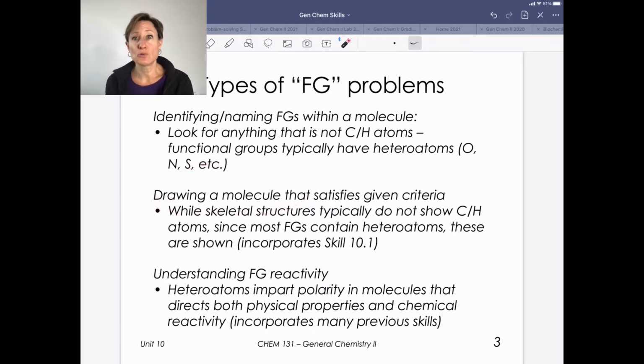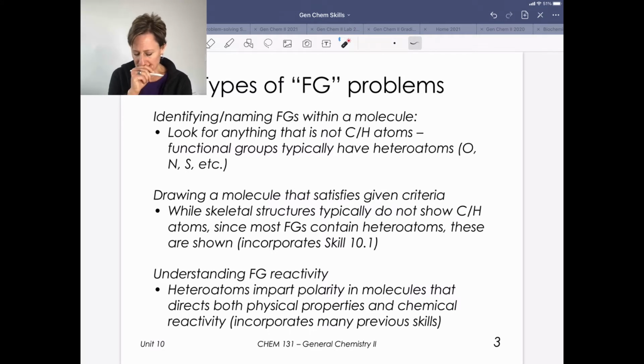Another kind of problem might be to draw a molecule that contains a certain functional group that satisfies criteria for the prompt to draw that molecule. Maybe it's a 5-carbon molecule that has an alcohol functional group, right? We're going to be drawing these as skeletal structures, so building on our skill from last time, we always want to be drawing skeletal structures moving forward, not only because it's an important skill to learn, but it's way faster and easier to do it that way. So again, this incorporates that previous skill. Skeletal structures, again, generally only show heteroatoms, so they're really only showing the important parts of the molecule, that functional group.